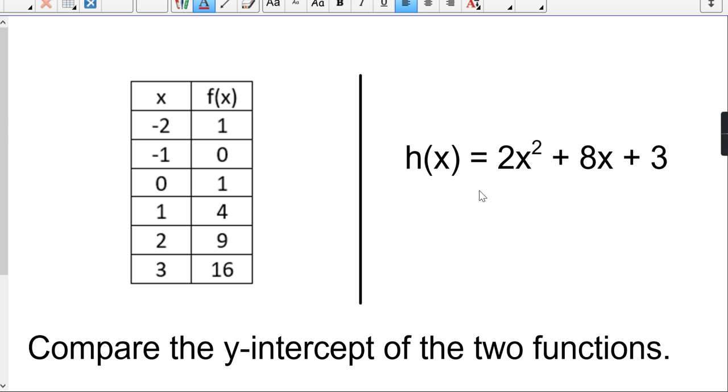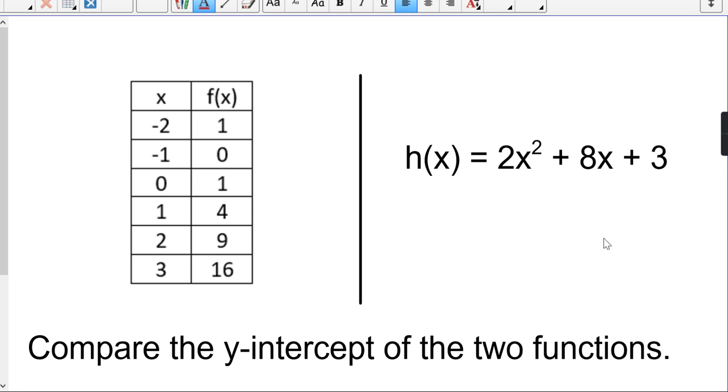Here we are comparing 2 quadratic functions presented in 2 different ways. So the table is one quadratic function, which is called f of x. The equation is another quadratic function, which is called h of x. And I asked you to compare the y-intercept of the 2 functions. So you need to be able to figure out what the y-intercept is for each function, and then you'll compare the 2.